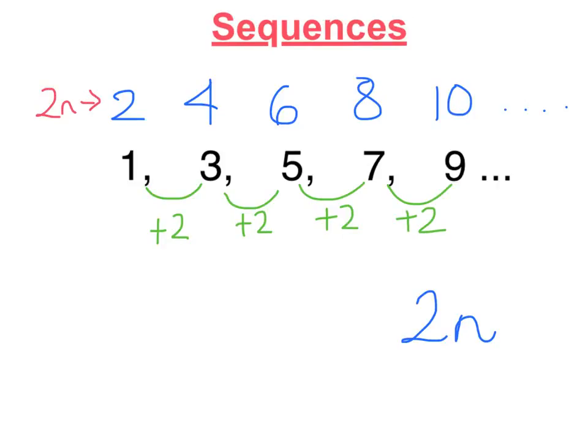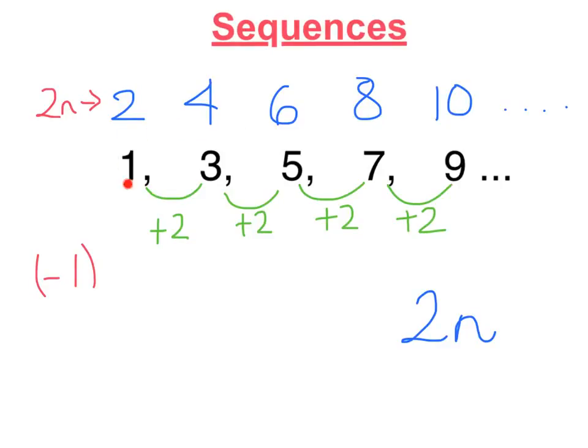Let's see how our sequence is different to the sequence of the 2 times table. Okay, well the first number in the 2 times table is 2. The first number in our sequence is 1. Now to get from 2 to 1, we've taken 1 off. Now let's see if that always works. Now the second number in the 2 times table is 4. The second number in our sequence is 3. Again, we've taken 1 off from the 2 times table.